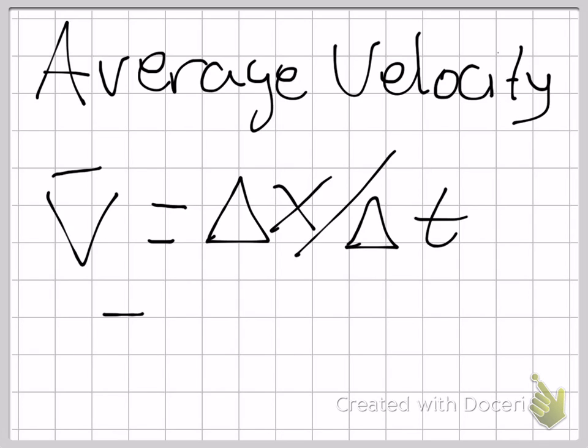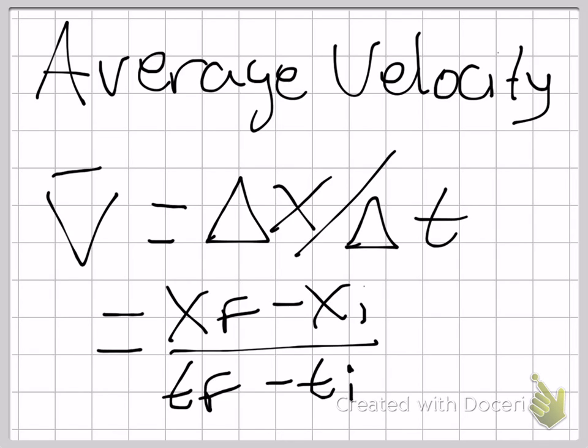Average velocity. Okay, this is similar to the speed that we just discussed, but it has a direction. What we see down here is that for average velocity, this little bar, which you may remember from your math class, means average. We already know what delta x is: the change in position. Delta t is just the change in time. If we look at the expanded equation, then we have x final minus x initial divided by t final minus t initial.